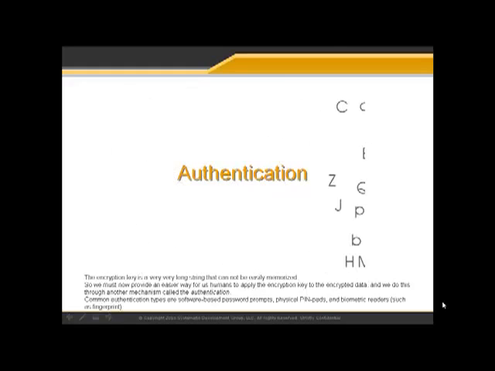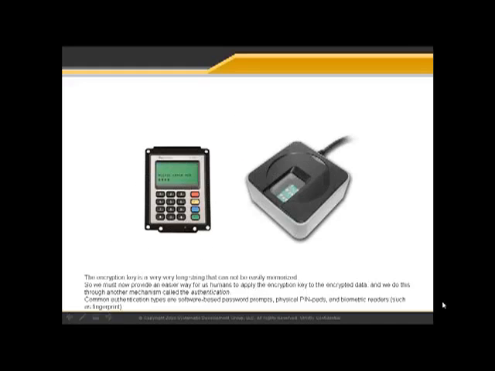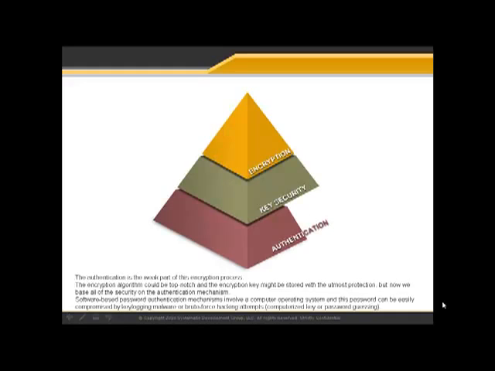Common authentication types are software-based password prompts, physical pin pads, and biometric readers such as fingerprint. The authentication is the weak part of this encryption process. This encryption algorithm could be top-notch and the encryption key might be stored with the utmost protection, but now we base all of the security on the authentication mechanism.